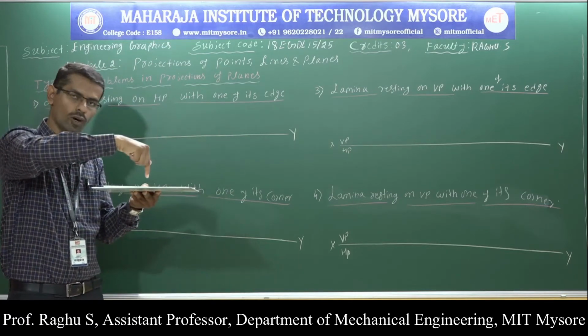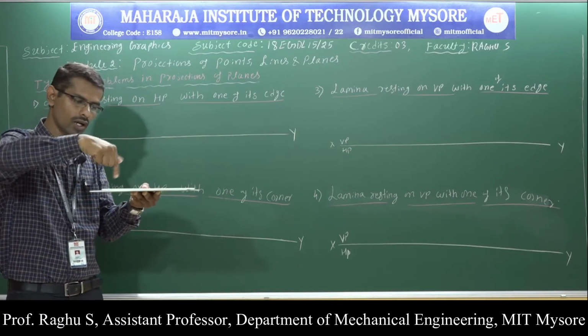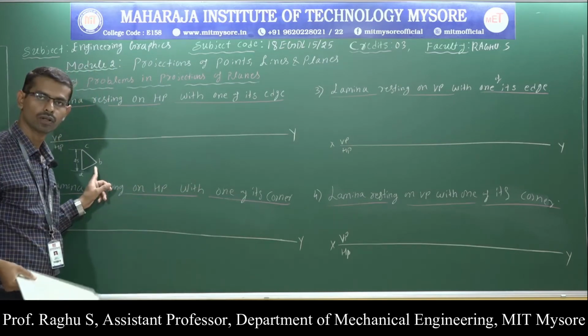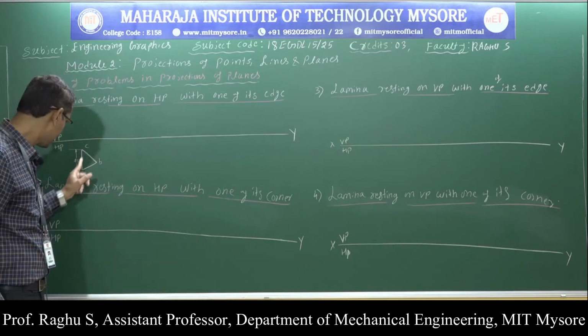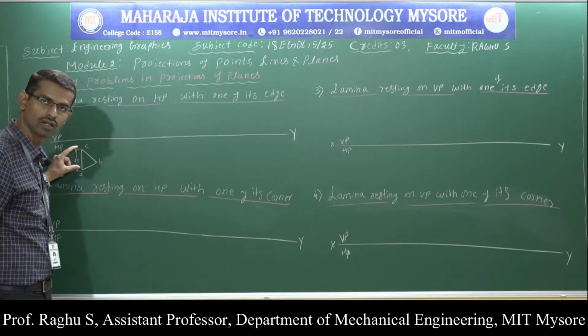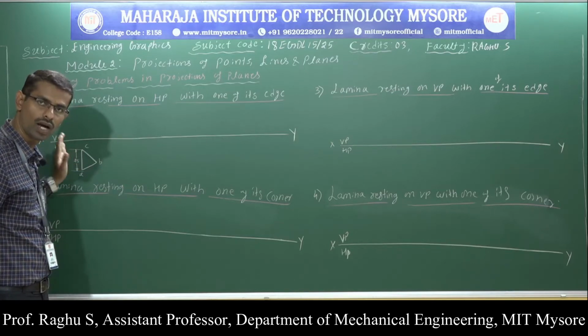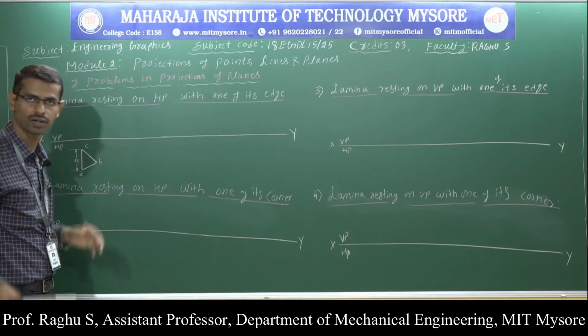I am looking at the object from the top, so I am going to see the triangle lamina. I am writing the resting side. AC is the resting side. AC should be on the left side. The left side is the resting side.